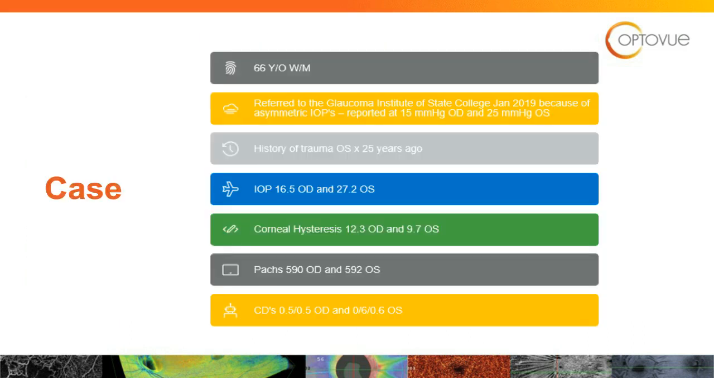So here's one case of angio that I want to discuss. A 66-year-old white male referred to the Glaucoma Institute of State College in January because of asymmetric IOPs, reported at 15 millimeters mercury in the right eye and 25 in the left eye. History of trauma in the left eye 25 years ago. Pressures that particular day with our ORA was 60.5 and 27.2. You can kind of see the hysteresis and the chemistries and the CVs.